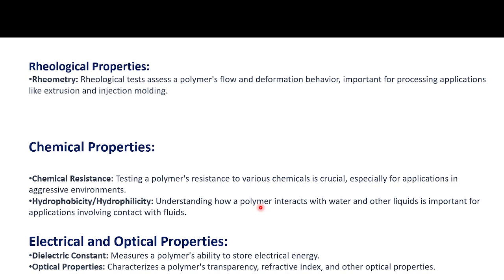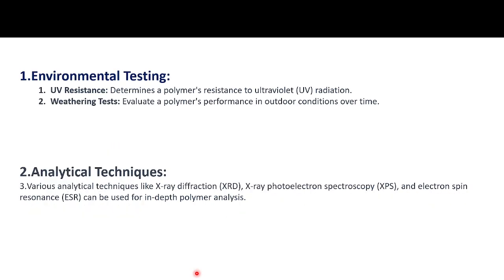And there will be other properties. When you apply this polymer material for insulating applications, you must know the dielectric constant of this material. Or when you want to apply this material for optical purposes, you want to know the optical properties of this polymer, like how much transparency, refractive index, all of this. There is another technique, like UV resistance and environmental testing, where we get the UV resistance or weathering test.